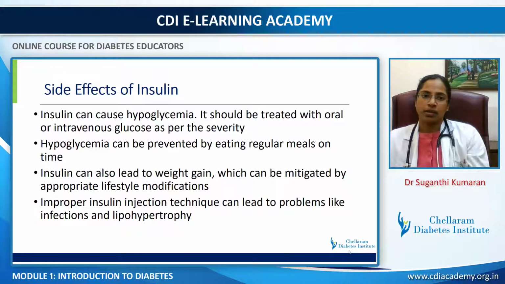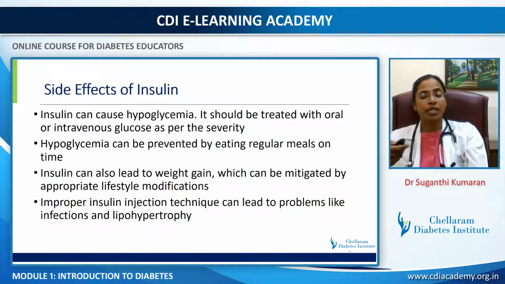Side effects of insulin. Insulin can cause hypoglycemia, as we all know. It should be treated with oral or intravenous glucose as per the severity. Hypoglycemia can be prevented by eating regular meals on time. The disadvantage also is weight gain, especially in the abdomen. It can be mitigated by appropriate lifestyle.